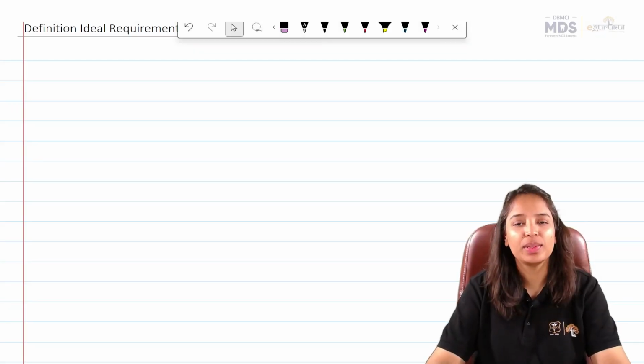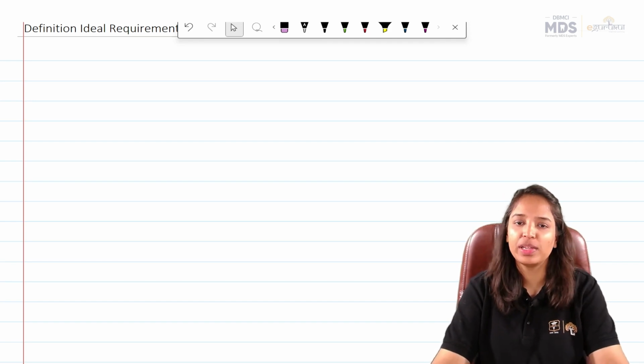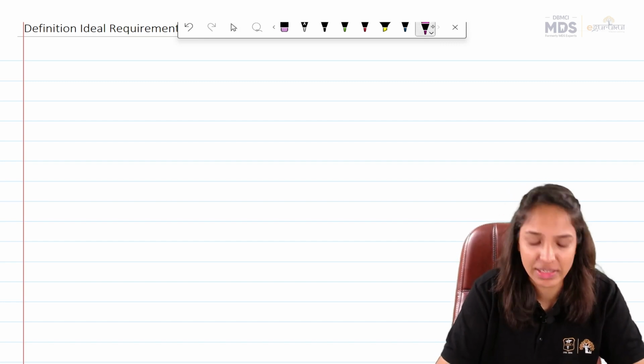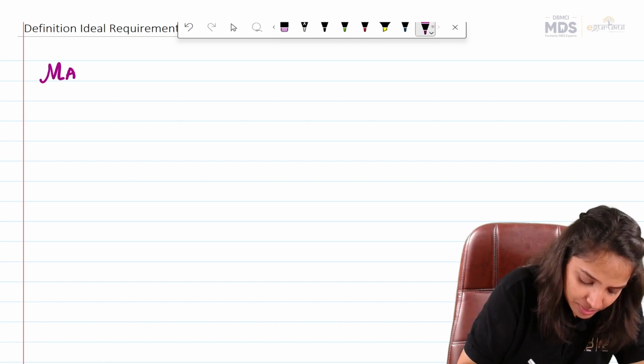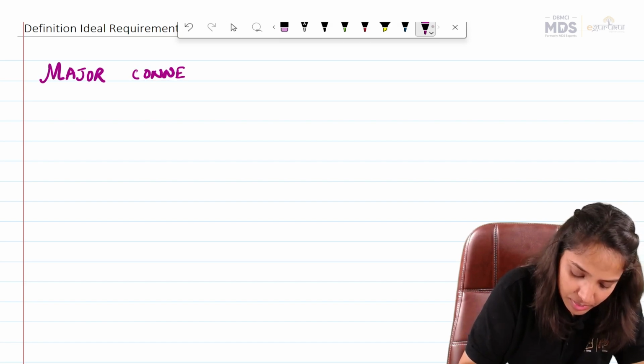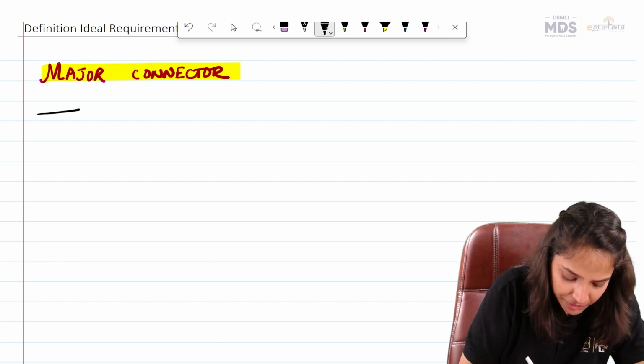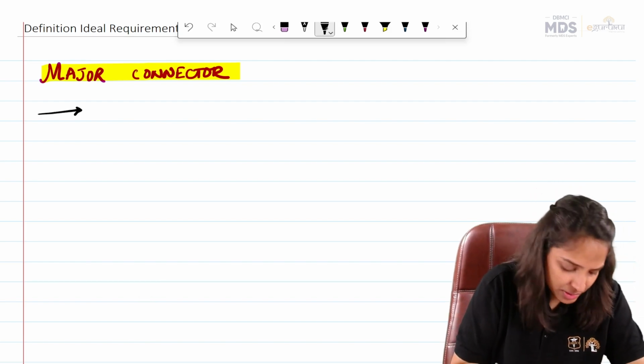Now let us begin with the first component of a cast partial denture. We will begin with the components of the metal framework first, and the most important part of it is called your major connector. Now let us define what major connectors are.